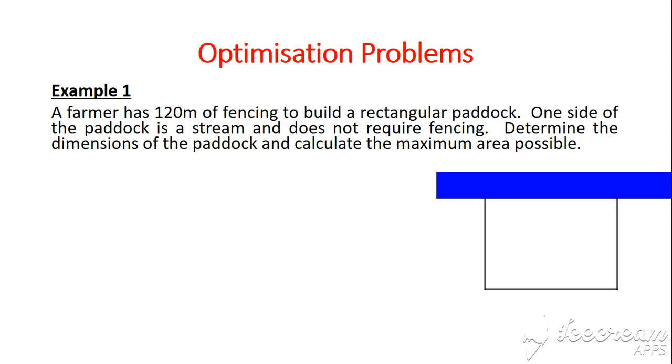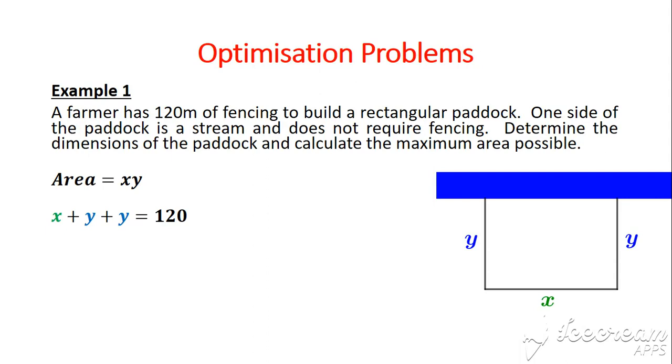Right, I love diagrams, so here's my diagram. The blue line is my stream, and I've got three sides of my fence. So I'm going to call my bottom base X and my two vertical sides Y. Right, the area of the rectangle is base times height, which is X times Y. That's the function we want to maximize. But it's got two variables, X and Y. So this is what we're going to do to solve that.